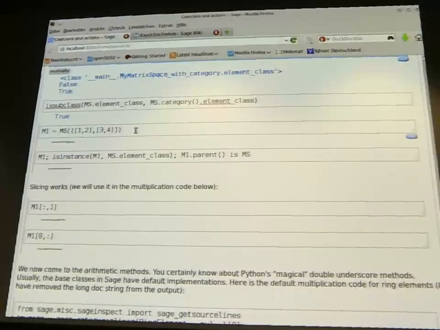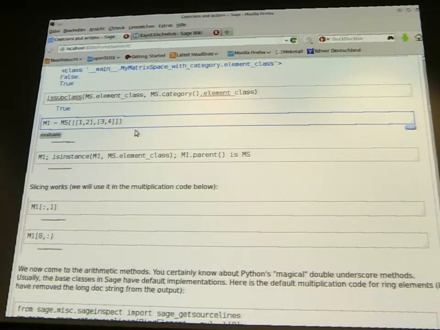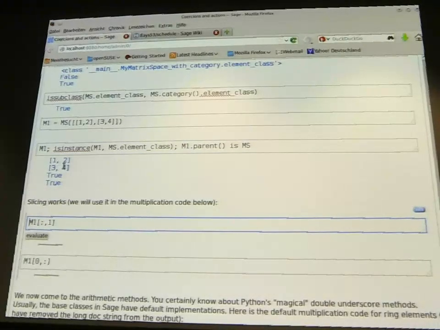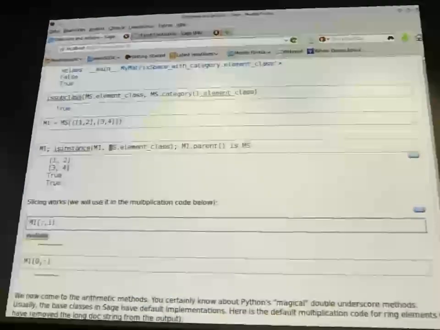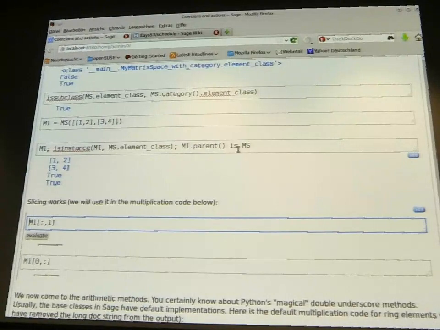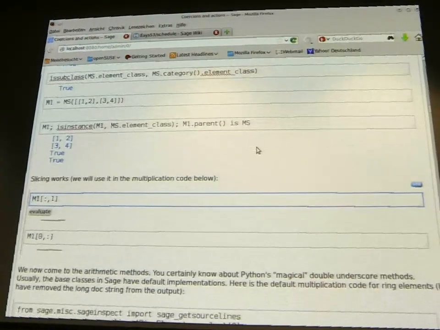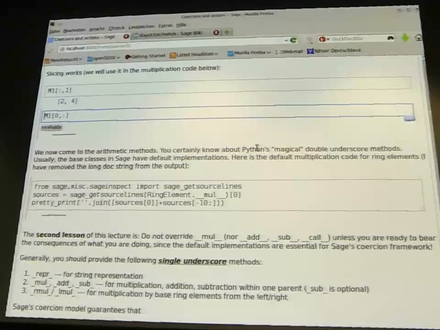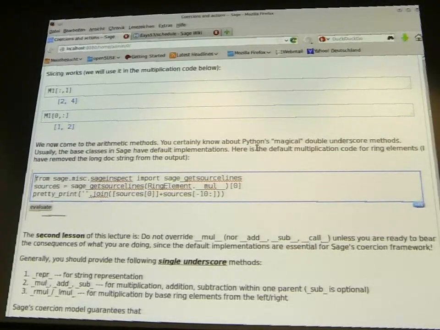But in fact, we don't need to care so much at this point, because again, by some default implementations in Sage, the creation of the elements is quite automatic. We have our parent, the matrix space MS. We give it some data, namely here a list of lists, and it automatically turns this into an instance of the element class. So here you see the print method works. It is an instance of the element class, and the parent of it is this matrix space. So in other words, the element knows that it belongs to this matrix space. And simply to demonstrate that I implemented the getitem method correctly, there's slicing like in the case of lists. So this is how to implement it.